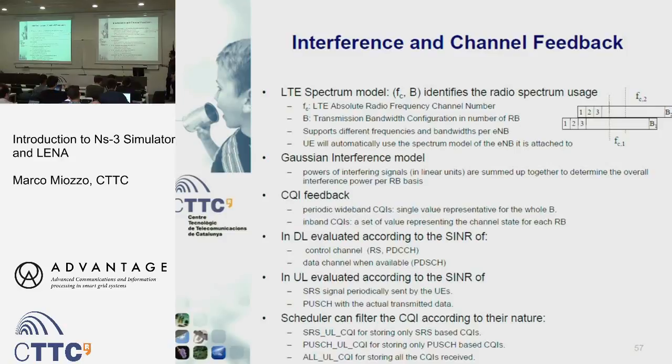In downlink, they can be evaluated either with control channel or data channel when they are available, and in uplink they are evaluated either by control channel or data channel. The scheduler can filter this information in order to rely only on control feedback or data feedback, for instance, in order to implement different resource allocation algorithms.